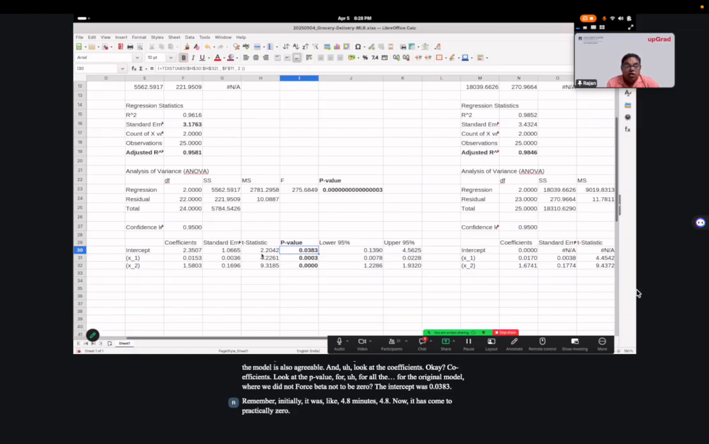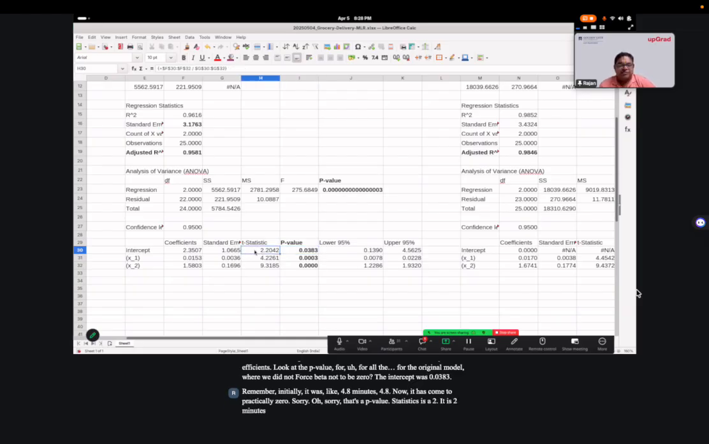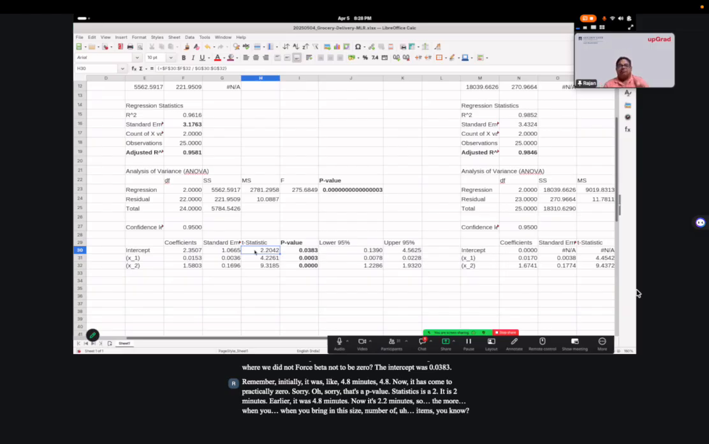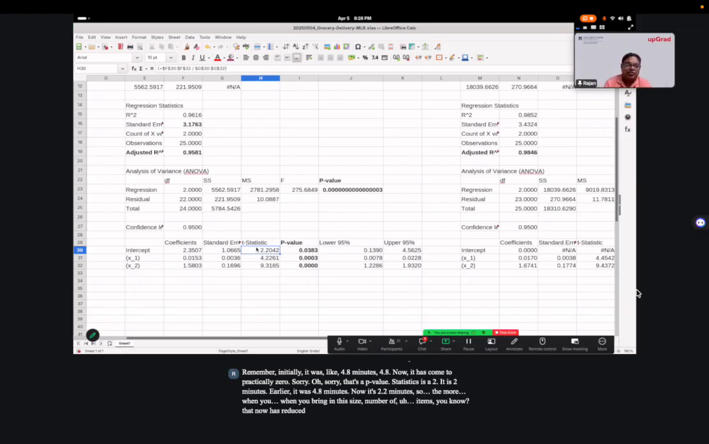Sorry, that's a p-value. The statistic here is 2 minutes. Earlier it was 4.8 minutes. Now it's 2.2 minutes. So when you bring in this number of items, that has reduced this value to less than half of what it was earlier.